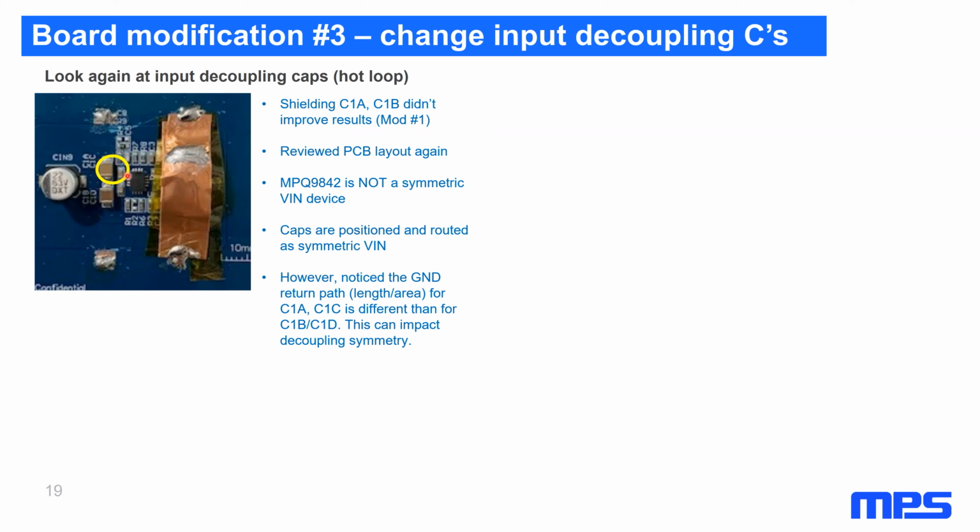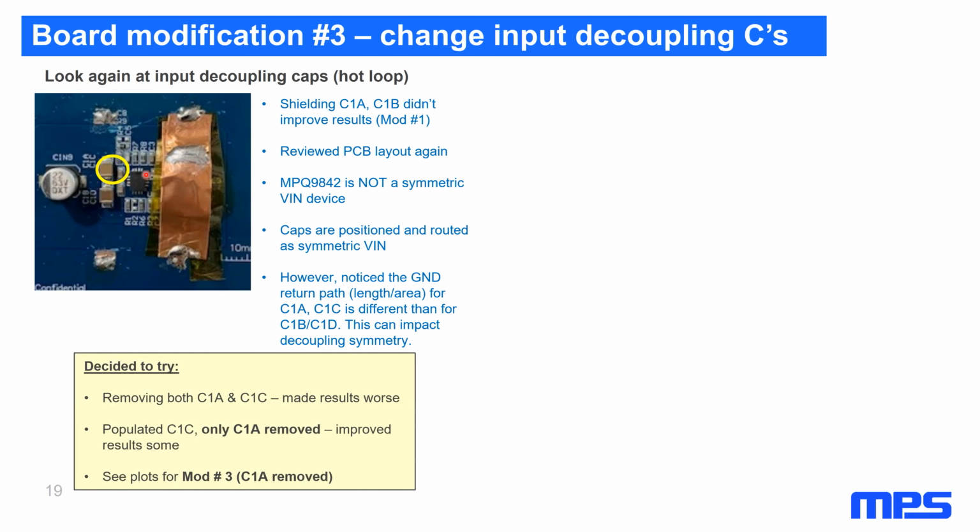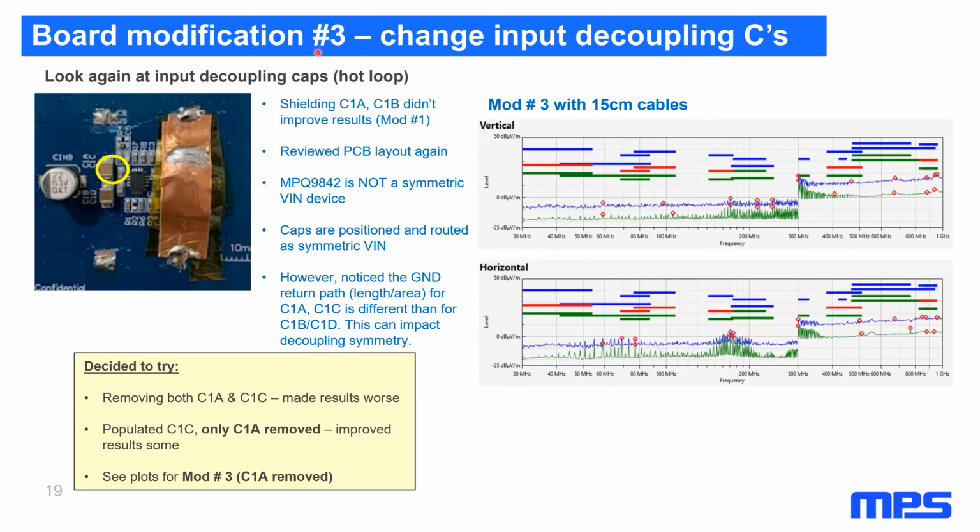So I decided to go forward with trying a couple experiments here. At first, I removed both of these caps. I ran some scans. I didn't see much of an improvement. In fact, I think it got worse in a couple of areas. And then I went back and decided to add the small decoupling cap back, but leave the larger cap off, and see if that made any difference. And when I did that, I actually saw some improvement. And so that's what these plots show for modification 3.